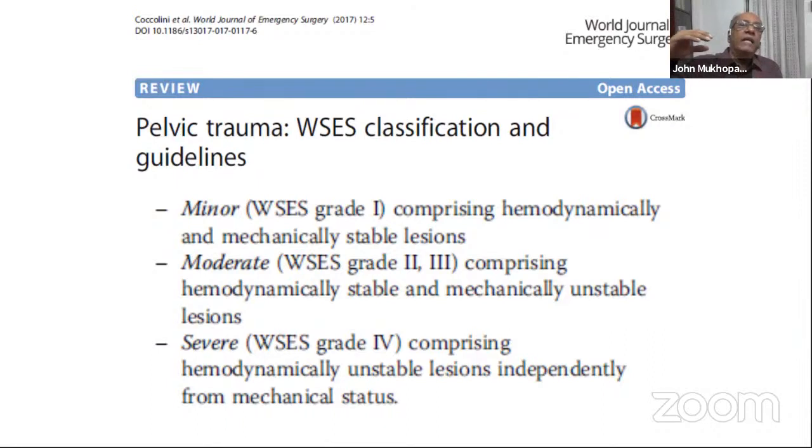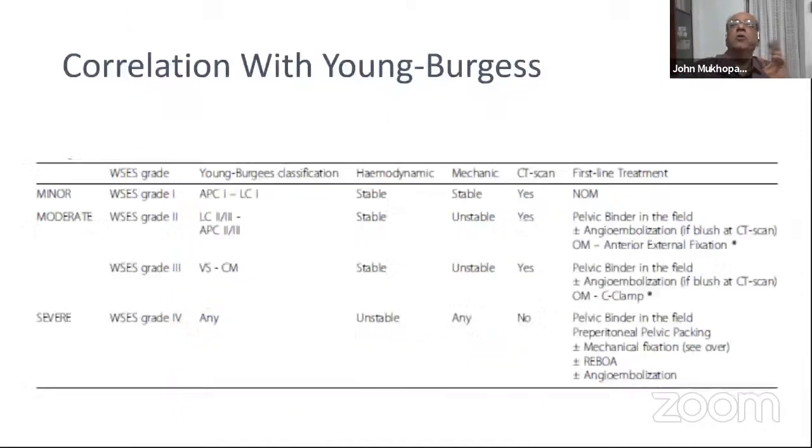And then depending on the type of WSES grade, they were divided into minor, moderate, and severe. So minor was the WSES grade 1 type of injury. Moderate included the grade 2 and 3 types of injury, and the severe was the grade 4 type of injury, which was hemodynamically unstable patients. So the 2 and 3 came into this moderate category, and these were the ones you would go on to investigate further, do the CT scans, and plan your eventual treatment.